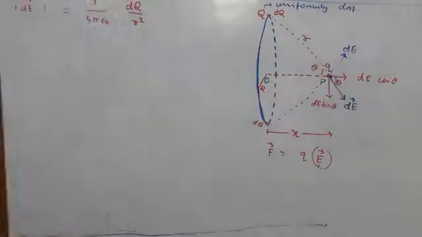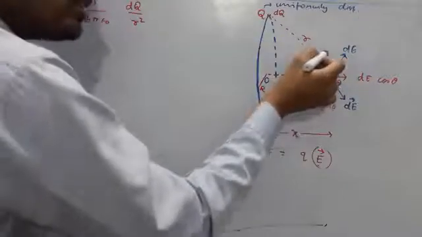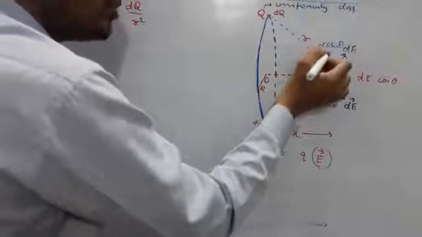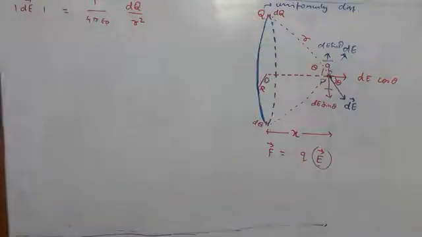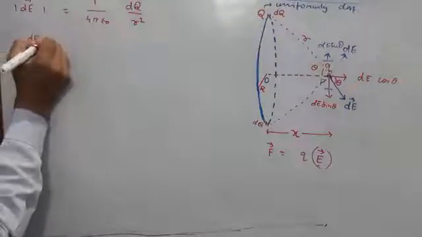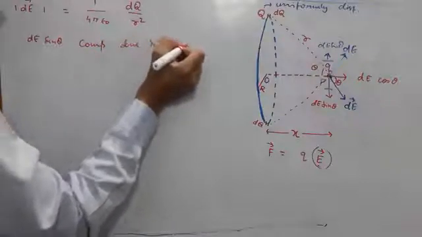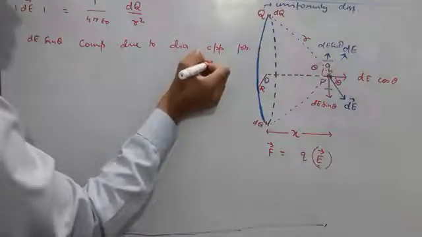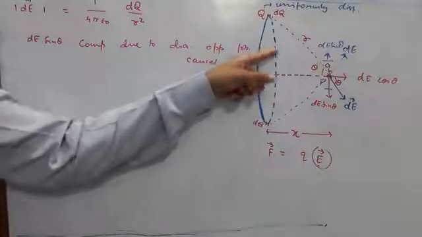This can also be resolved into two components. One component will be along the axis, that is dE cos theta, and the other component will be like so, that is dE sin theta. If you see carefully, students, this component dE sin theta due to these two elements will cancel. So the dE sin theta components due to diametrically opposite points will cancel. This is true for all such pairs of elements which are diametrically opposite.